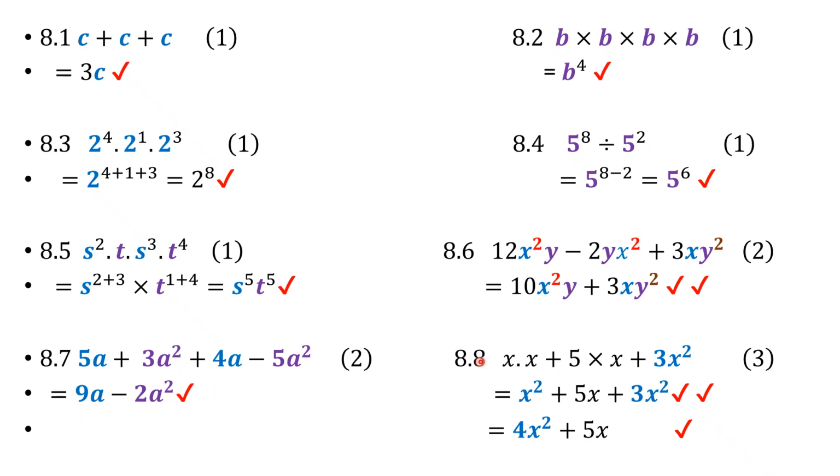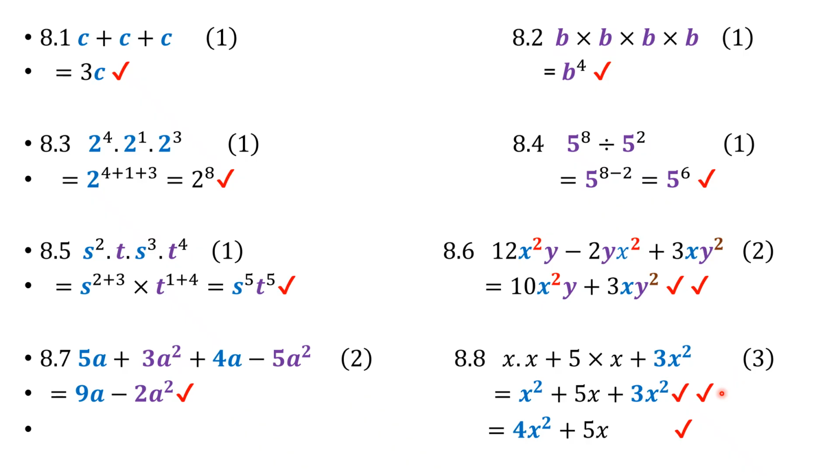Right, 8.8, we have x times x plus 5 times x plus 3x squared. So x times x, bases are the same, add exponents. 1 plus 1 would give me 2, so that becomes x squared. 5 times x simply becomes 5x, and that stays 3x squared. So 1 mark for correct multiplication there, and 1 mark there for correct multiplication.